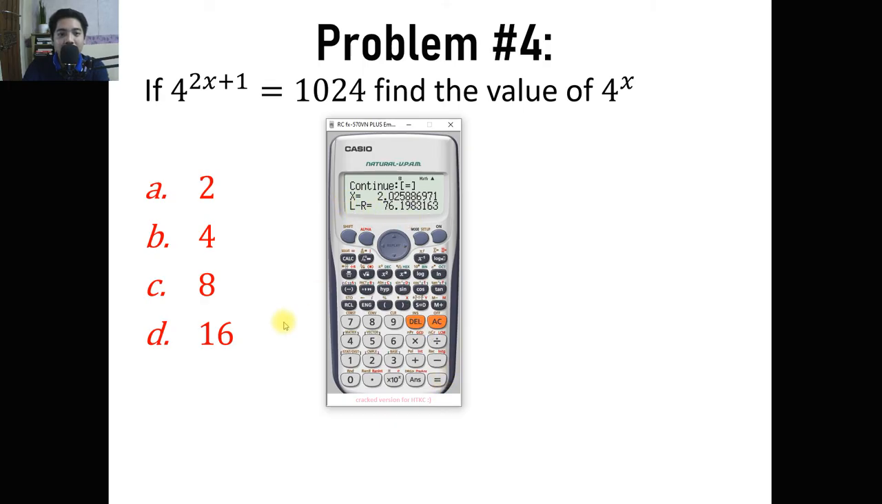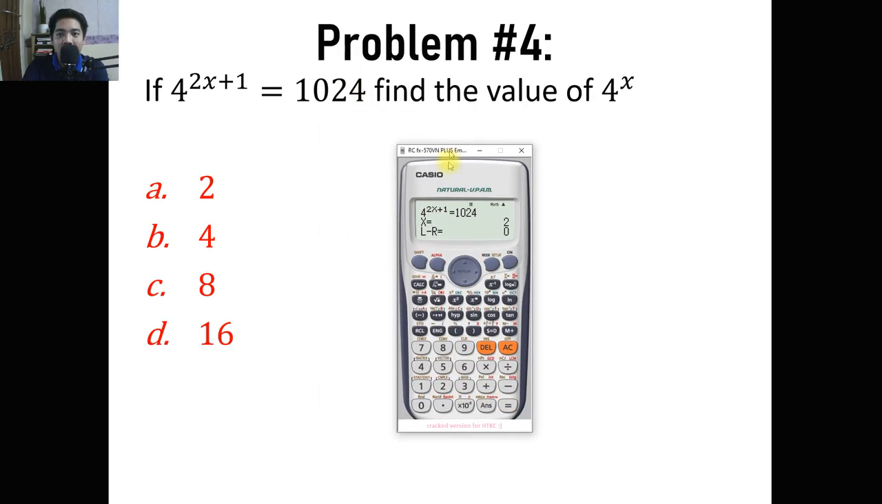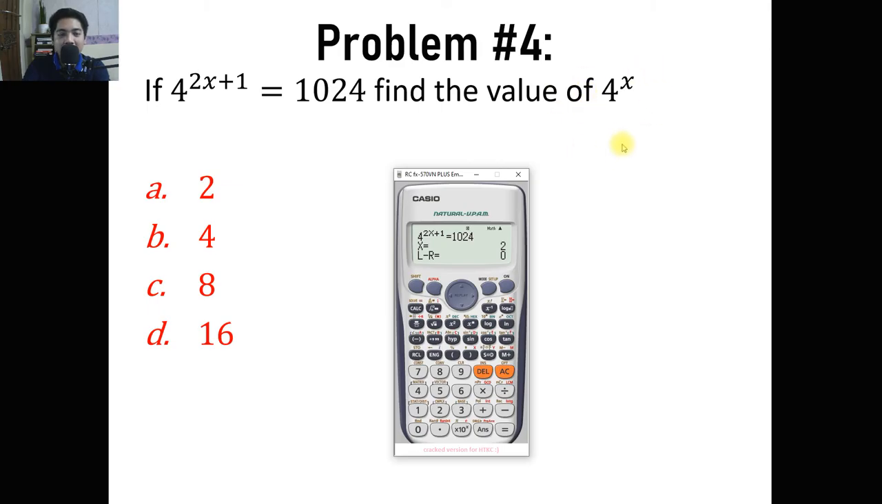So if we enter a number with a great difference from the correct answer, we'll be encountering this. If we still continue, still we have 2. And if we shift solve using 2, obviously that would be 2. So the value of x is 2. The answer is not letter A because the problem is actually asking not the value of x, but the value of 4 raised to x.